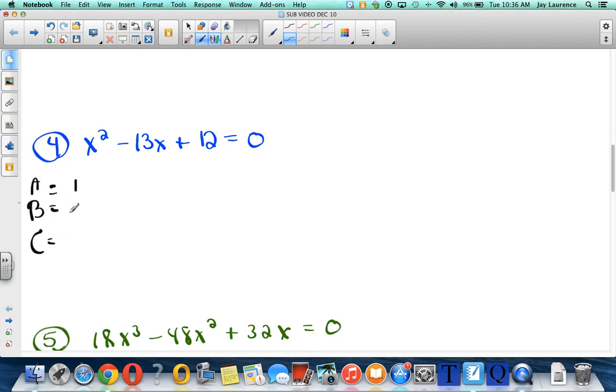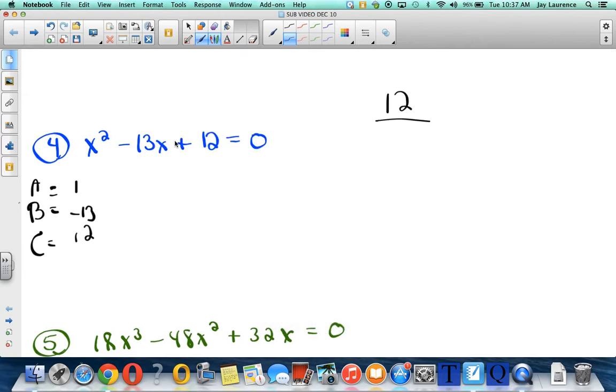Easy as 1, negative 13, 12. I'm going to multiply A times C and get 12. And I need two factors of 12 that add to get negative 13. And remember, the plus in the back means it's a Wendy's double stack. So this plus in the back here means I'm going to need two negative numbers to get my 13.